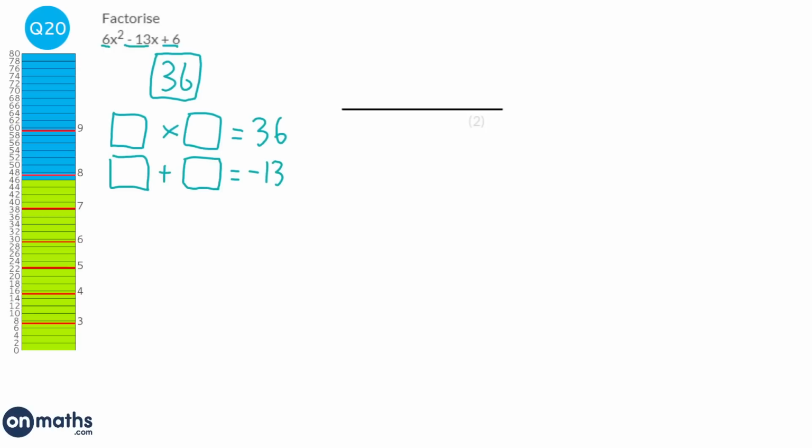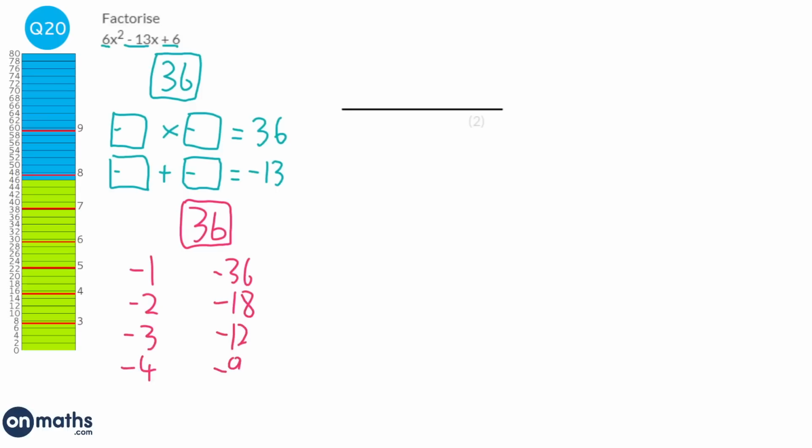So to do that, and just to quickly think it through. So two numbers that add together to make a negative but times together to make a positive, well, they both must be negative. So really here we're only thinking about the negative numbers. So let's write down the factors that we know. So minus 1, minus 36, minus 2 is minus 18, minus 3 and minus 12, minus 4 and minus 9, and minus 6 and minus 6.